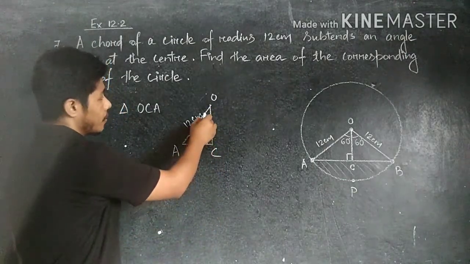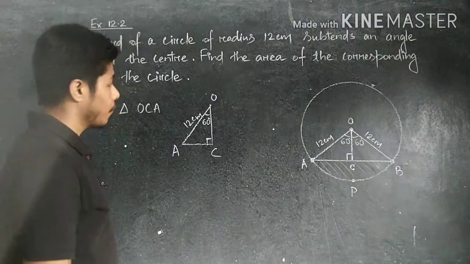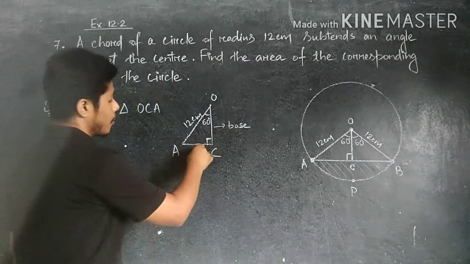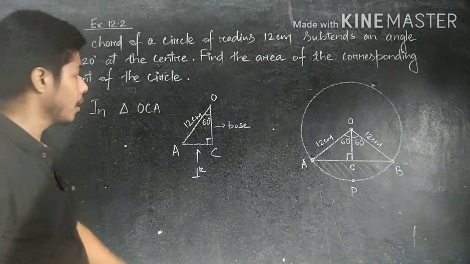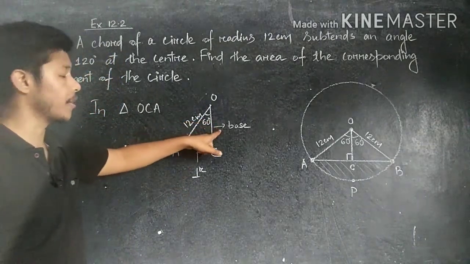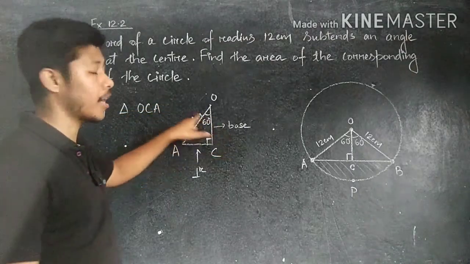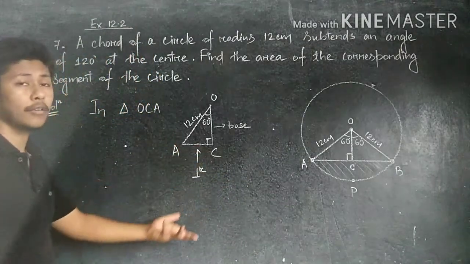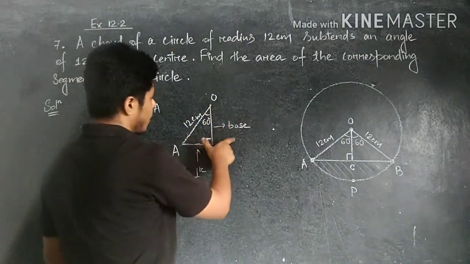If this is 60 degree and this is 90 degree, OC is the included side, so we can say this is the base. Then this one is the perpendicular, and the opposite of 90 degree is the hypotenuse. Now what we need is the base, and the hypotenuse we know. Is there any relation between base and hypotenuse? Obviously we can apply the cos property. Cos theta equals what? Base by hypotenuse. Because we need the base result, we have to apply this.